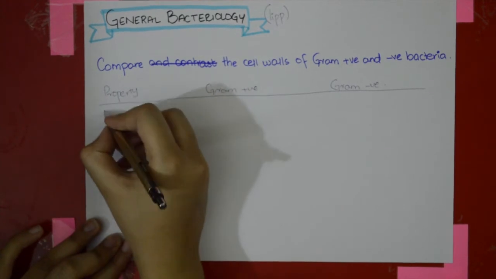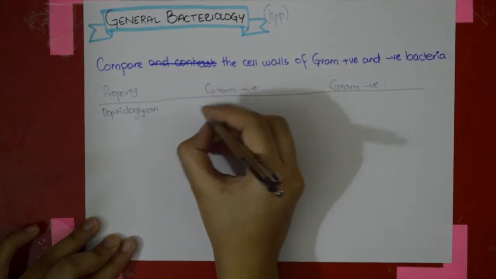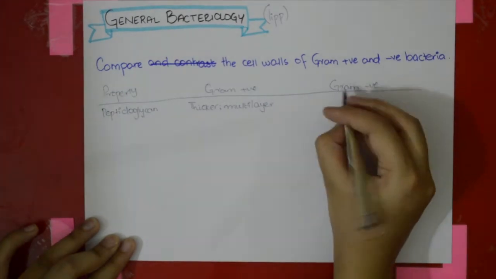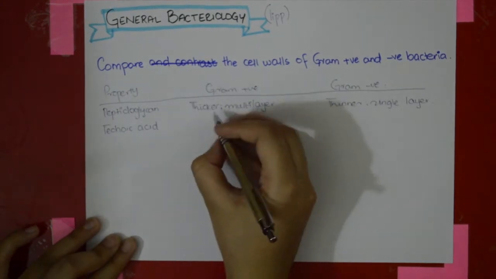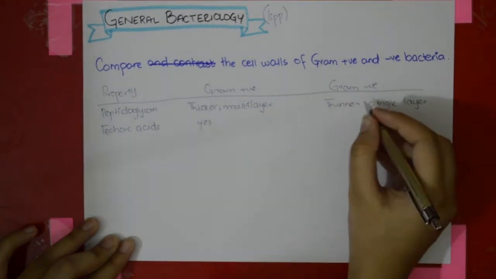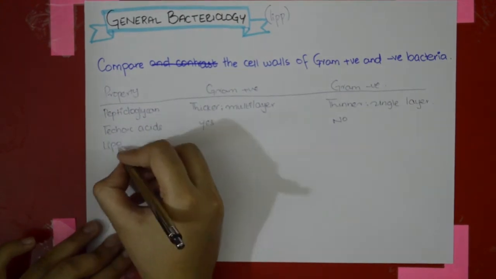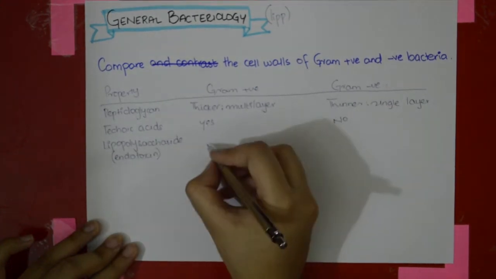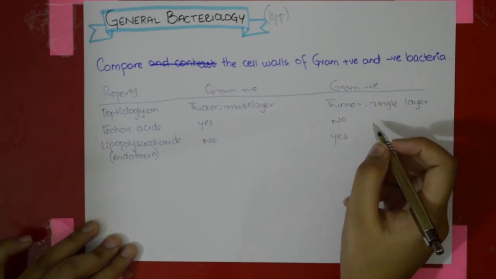The first property is peptidoglycan, and the peptidoglycan is obviously thicker and multi-layered in gram positive, and in gram negative it's thinner and single layer. The next property, teichoic acids. The teichoic acid is present in gram positive and absent in gram negative. The next is lipopolysaccharide, the third property, it's endotoxin. It is not present in gram positive and it is present in gram negative.